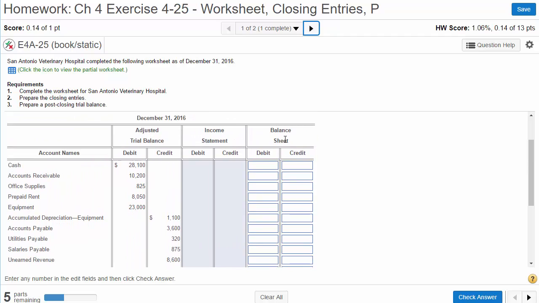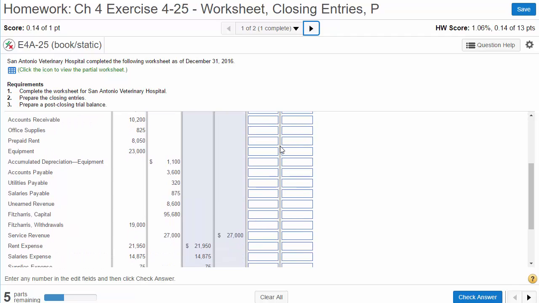So what goes on the balance sheet columns? In other words, what goes on the balance sheet? Well, what's the formula for the balance sheet? Assets equals liabilities plus owner's equity. So basically all the other accounts, asset, liability, and equity, go on the balance sheet columns. So everything from here on up. So withdrawals is going to go 95,680. Hit your up arrow. We got 8,600. Unearned revenue 875. Salary payable 320, 3,600, 1,100.